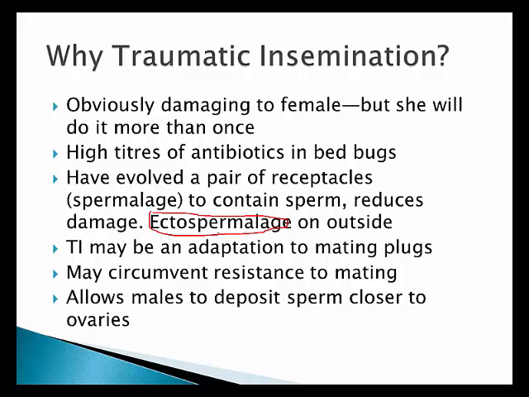And once the sperm gets through the ectospermalege and into the female, there's another structure called the spermalege that will contain the sperm. So both of these things have evolved as a pair to reduce the amount of damage that is wreaked by the male on the abdominal wall. It also keeps the sperm from wandering all over the place and helps direct the sperm to the female reproductive parts and tissues.